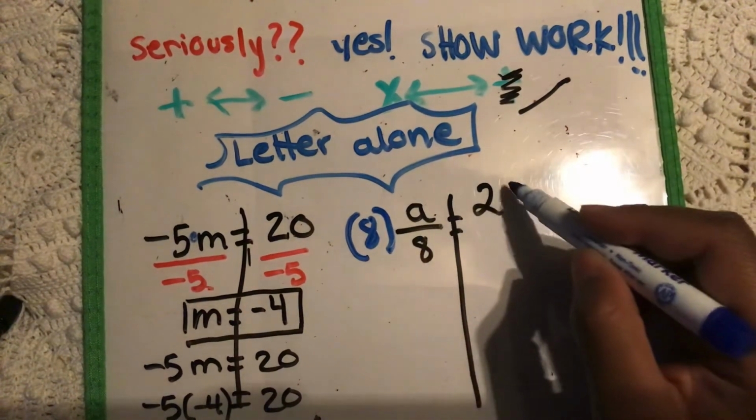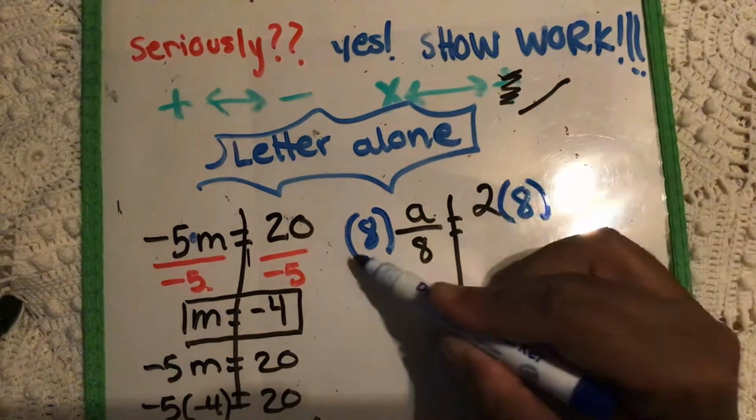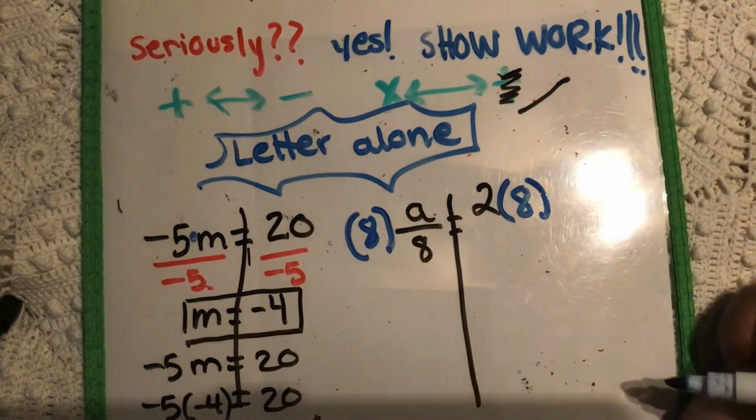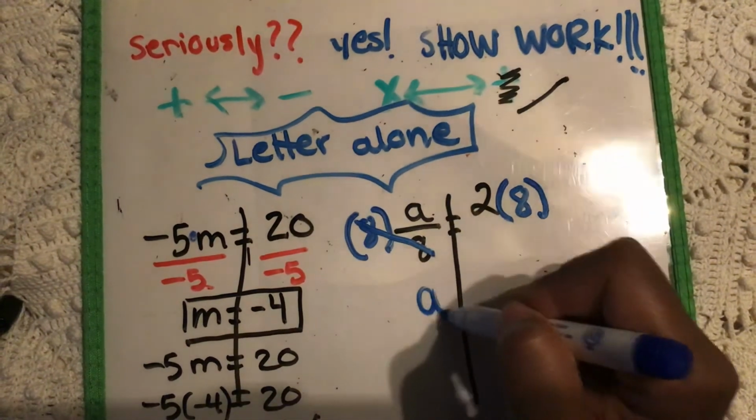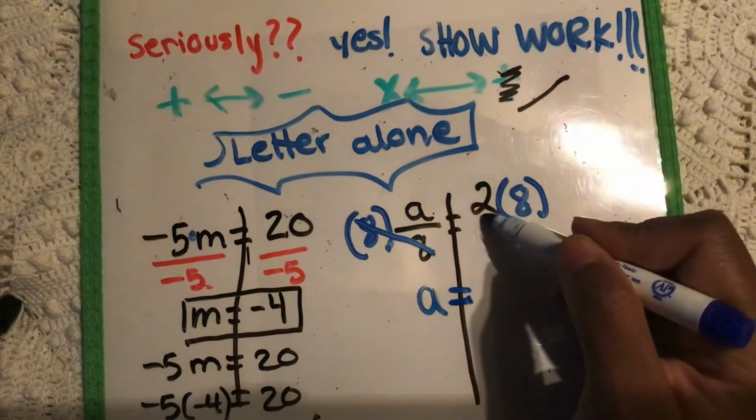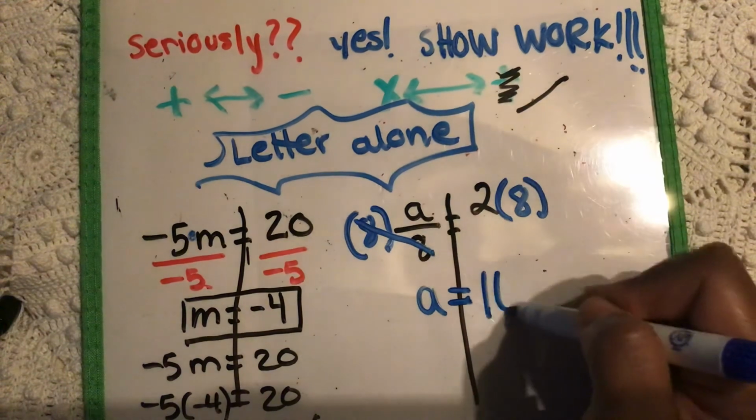I'm using my parentheses as a times 8. Whatever I do to one side of the equation, I have to do to the other. These cancel, and you're left with A, or 1A. And then 2 times 8 is 16.